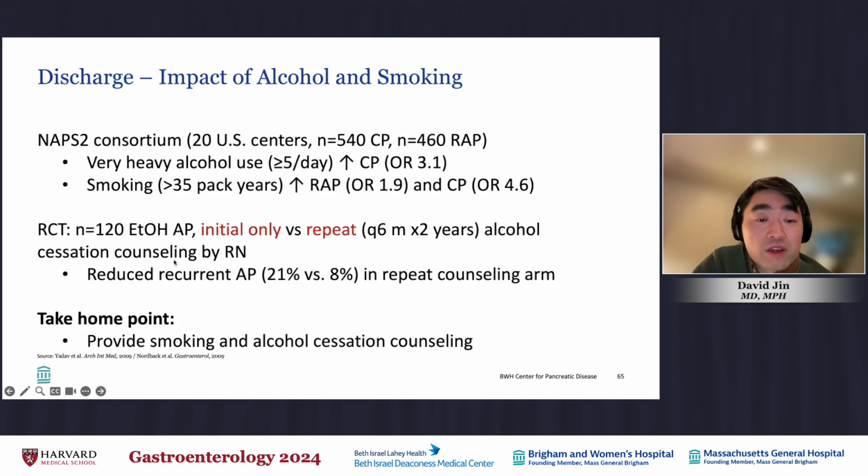looking at patients with acute alcoholic pancreatitis, randomizing them into initial versus repeat alcohol cessation counseling. Patients in the repeat counseling arm had significantly reduced rates of recurrent acute pancreatitis. So these are patients in whom alcohol and smoking cessation counseling should be provided.